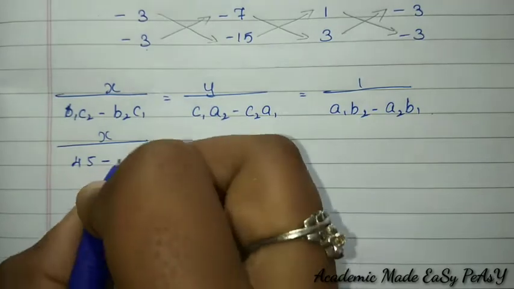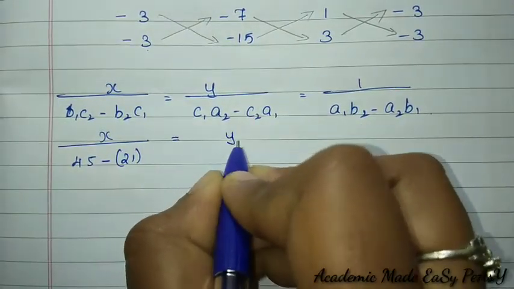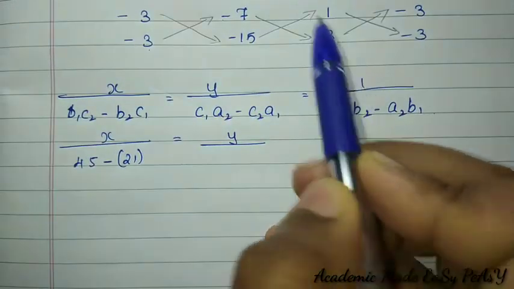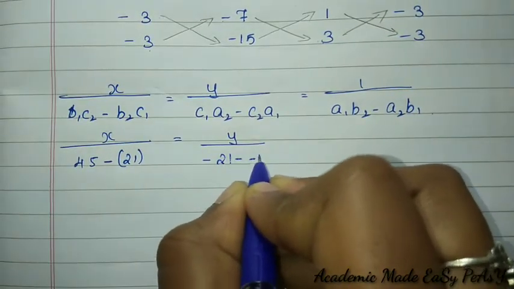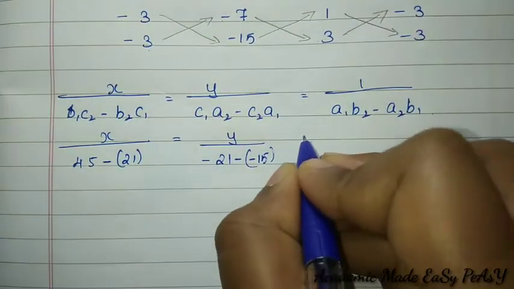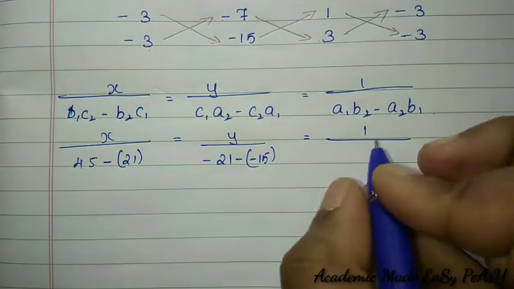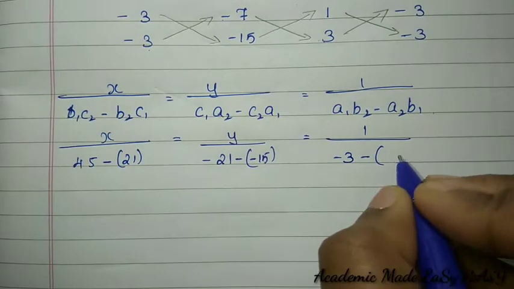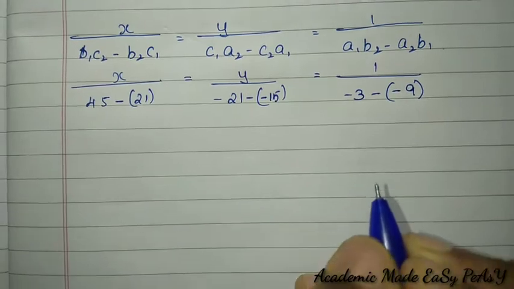So 3 sevens are 21, is equal to y divided by 7. Minus into plus it is minus, 7 3s are 21. So minus 21 minus 15, because minus 15 into 1 it is minus 15 only. So 1 divided by 1 minus 3 is minus 3, minus 3 into minus 3 it is minus 9.